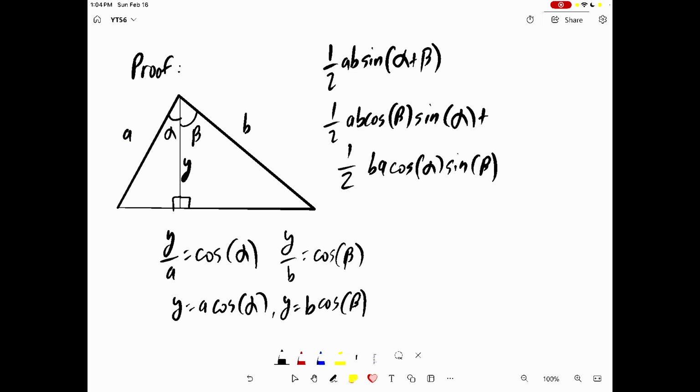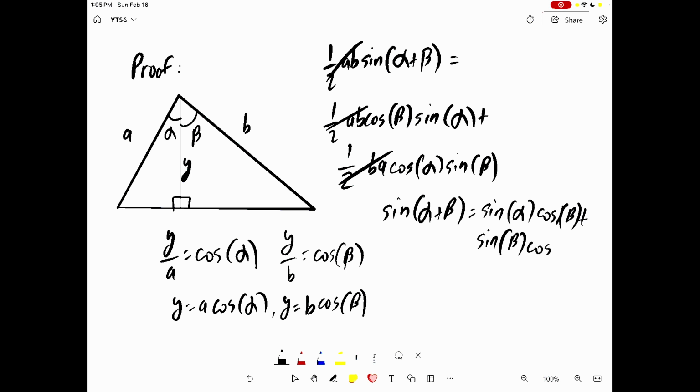Now, since these two are equal to each other, we can divide both sides by 1/2 times A times B, so that's not relevant. What we're left with is sine of alpha plus beta is equal to sine alpha cosine beta plus sine beta cosine alpha.